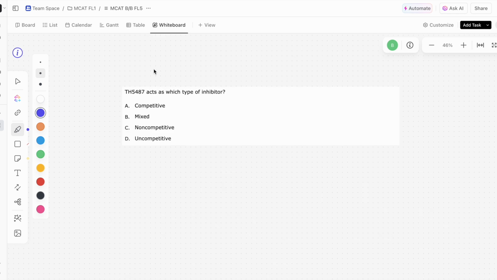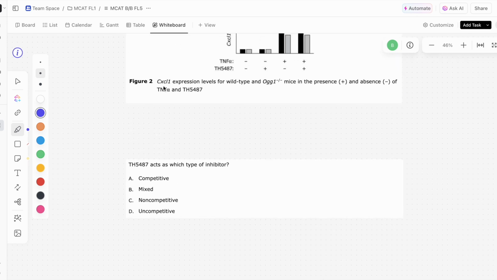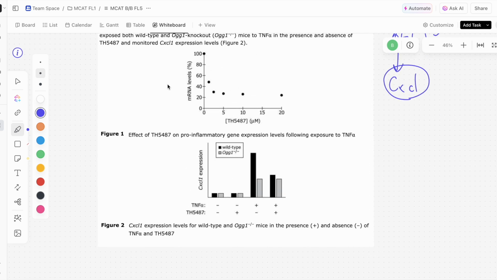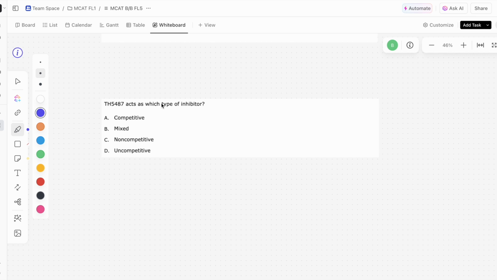All right, this is the second question of this passage. It asks, TH5487 acts as which type of inhibitor? So hopefully this is a little straightforward. This is essentially like a pseudo-discrete, right? You just have to know what these different types of inhibitors are.